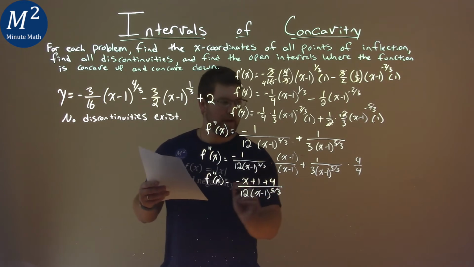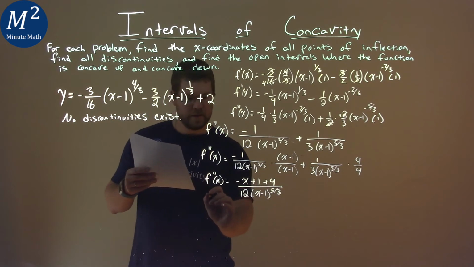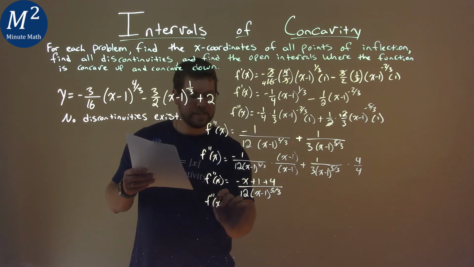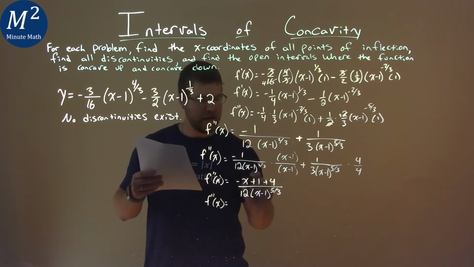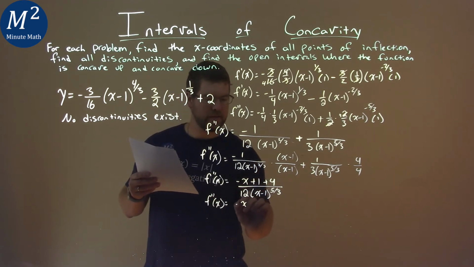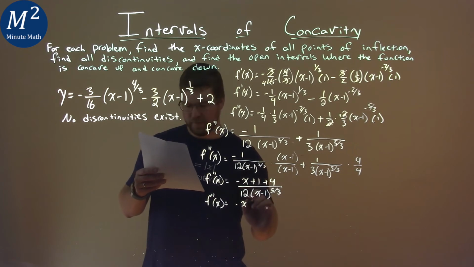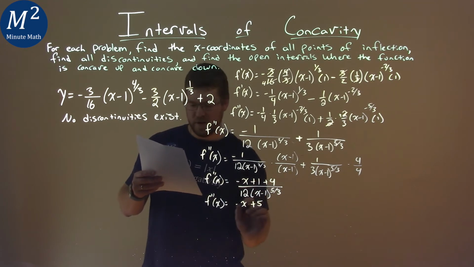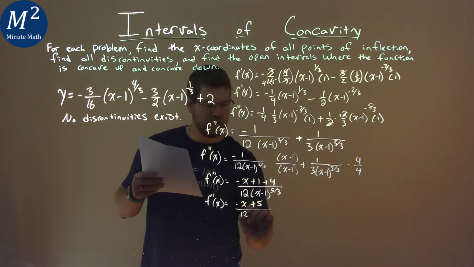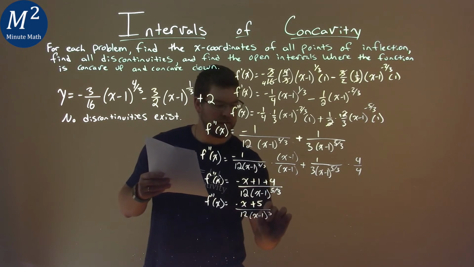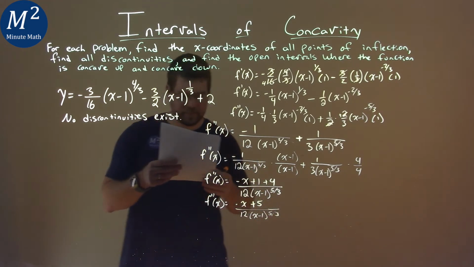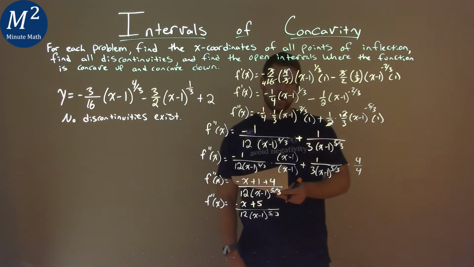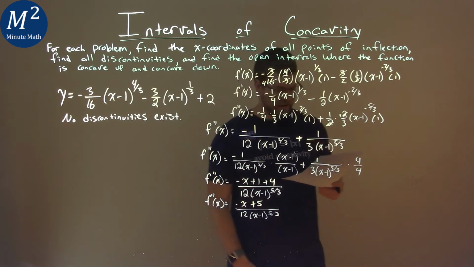Keep simplifying that. We have f double prime of x here, and we have a negative x, and then 1 plus 4 is 5, so negative x plus 5 here, and the denominator stays the same, 12 times (x minus 1) to the 5/3 power. All right, we got the second derivative here, kind of looking nice and neat.